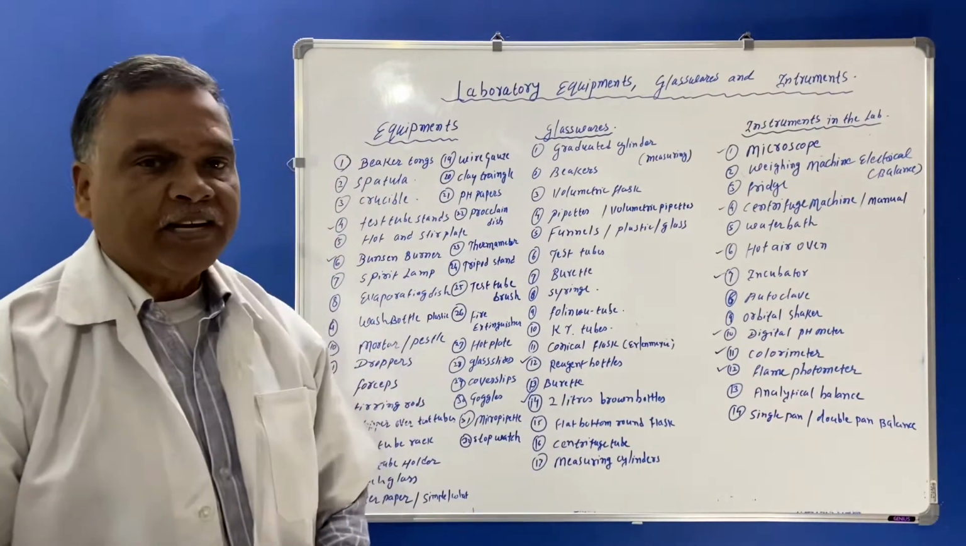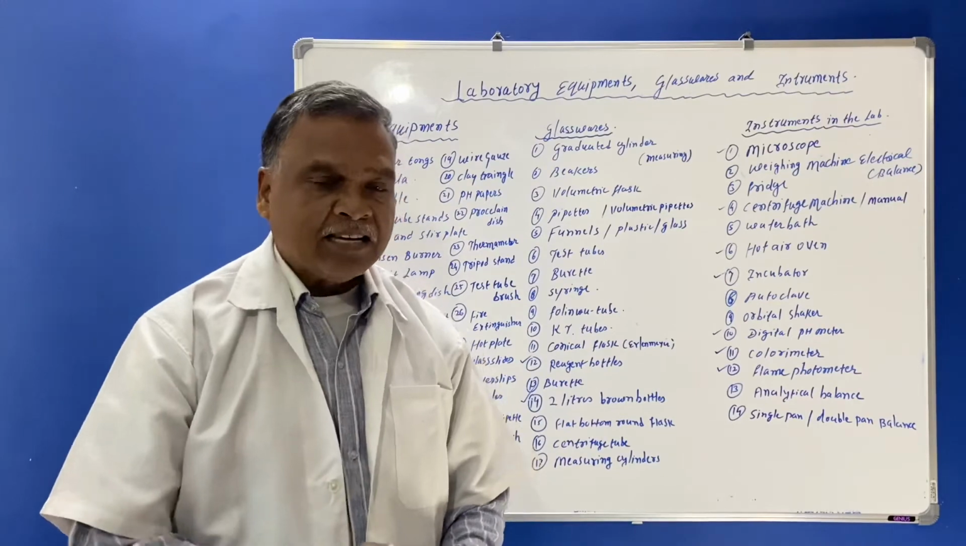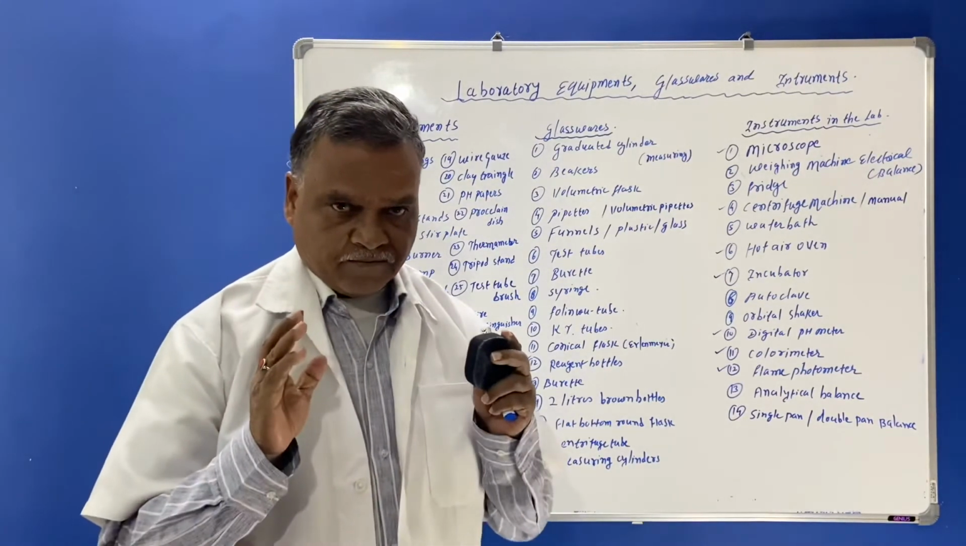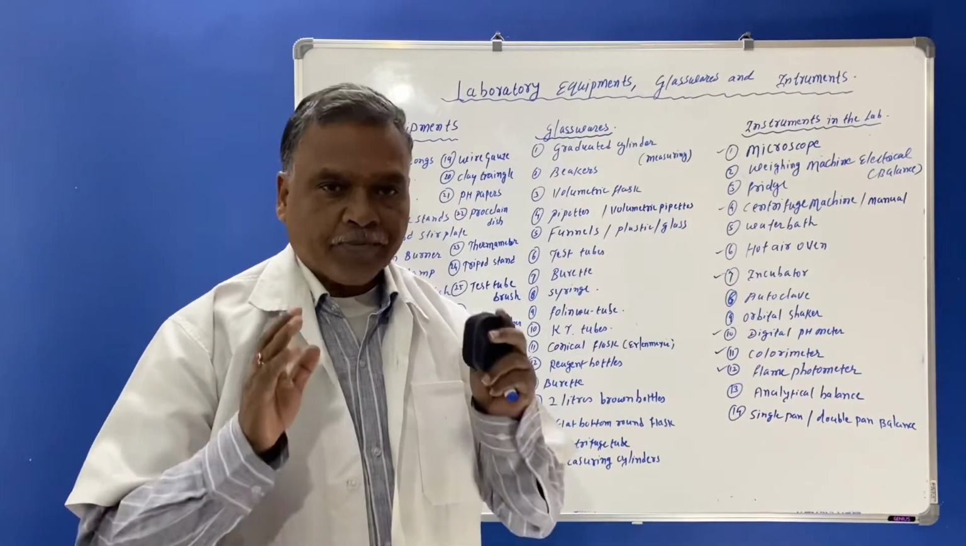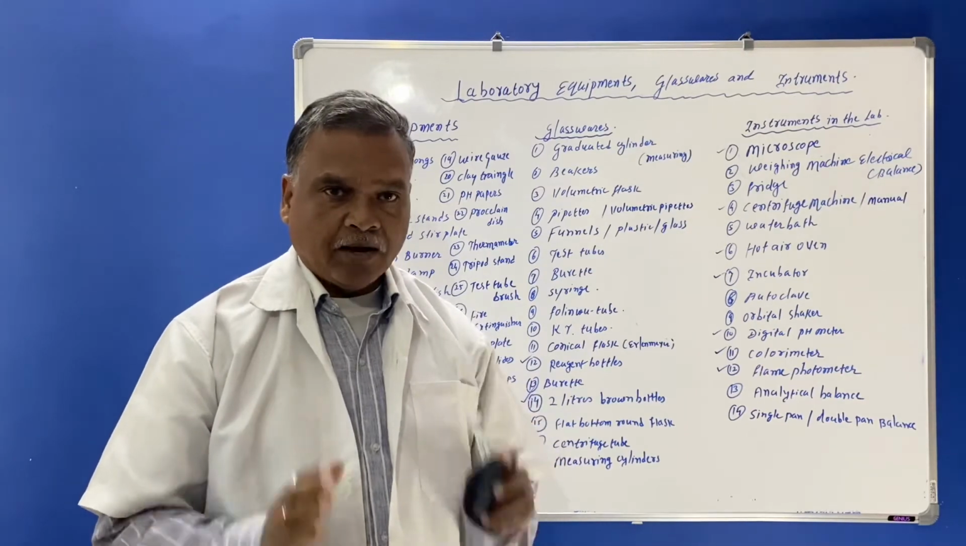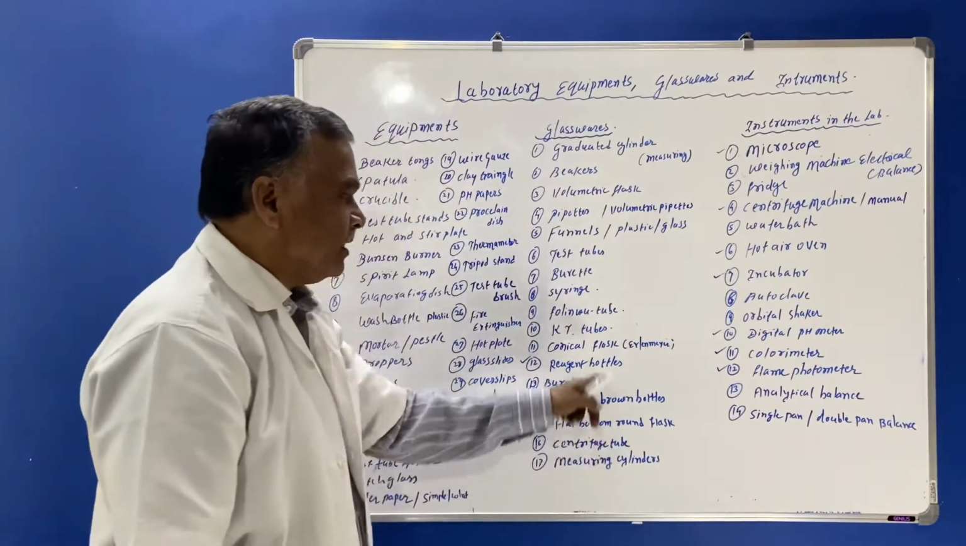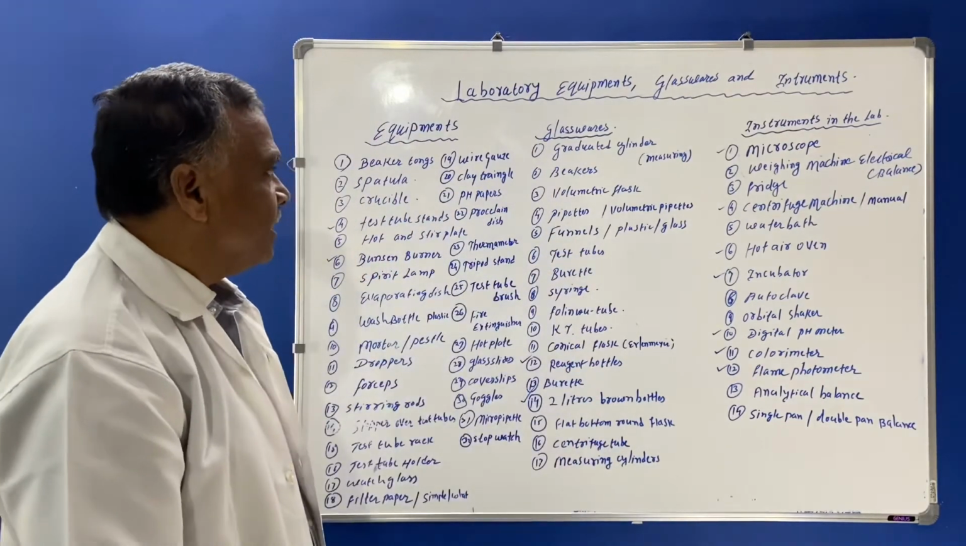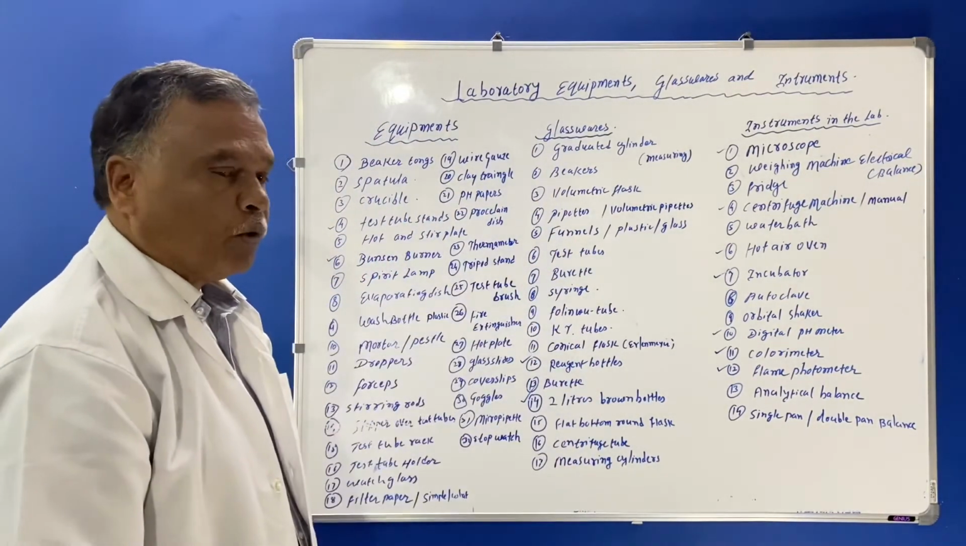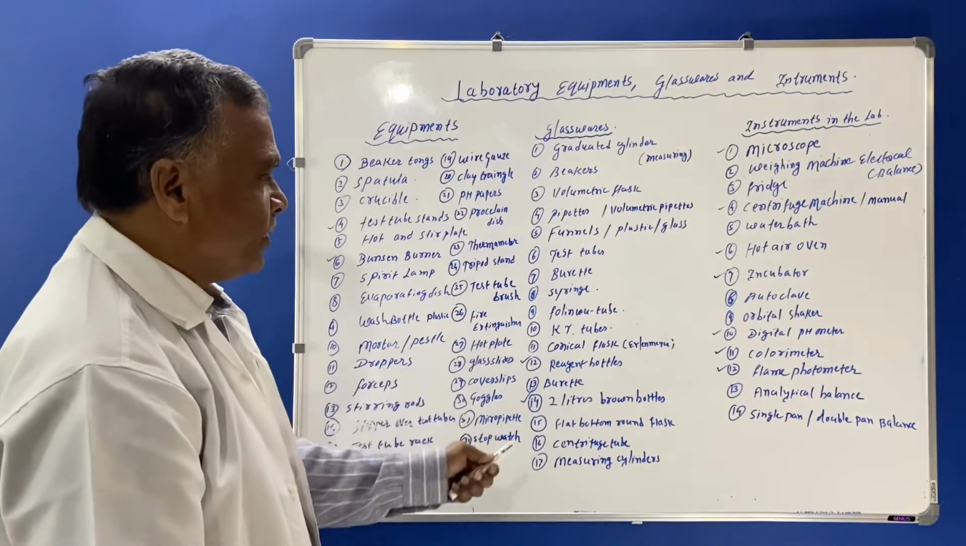These measuring cylinders are made of glass, of 500 ml, 250 ml or 10 ml also. So you must know these are the glassware. They should be in the lab, and you should use them for qualitative analysis and quantitative analysis.